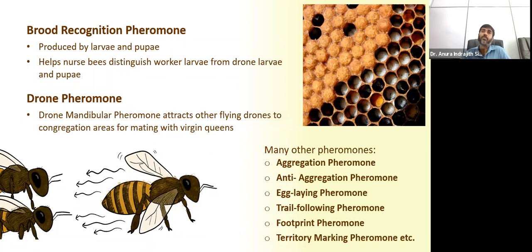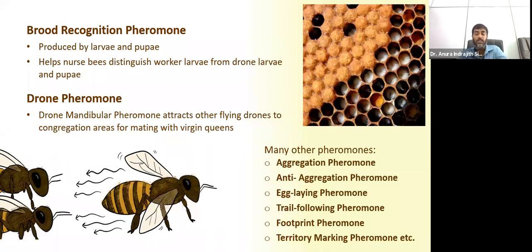Now, when a queen is swarming, with the members she may be leaving the colony. In the air, she can emit some pheromone. Because of that, all the bees settle down in one place and hang on a branch very quickly. Anti-aggregation pheromone means that once she wants to leave that place, she will release another kind of pheromone, so all the bees will start to go again. They leave that place. Then egg laying pheromone, tail following pheromone, footprint pheromone.